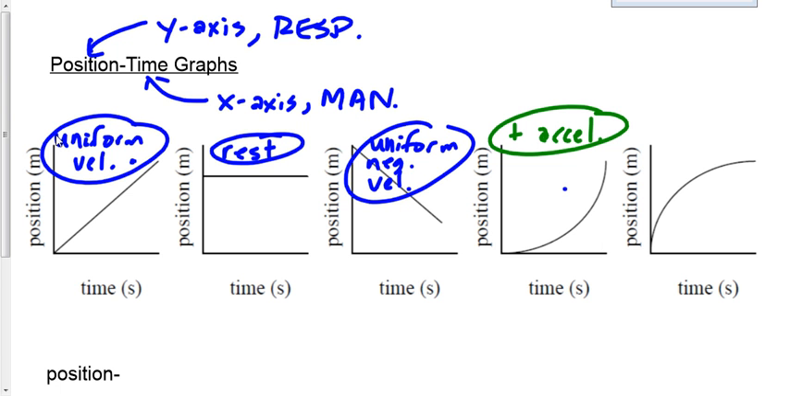But that doesn't mean the acceleration is changing. Okay, the acceleration here is likely, we don't really know for sure when we look at this graph, but it's likely to be a uniform value, a constant value. It's just the speed isn't a constant value. It's speeding up, but the rate at which it speeds up remains the same.